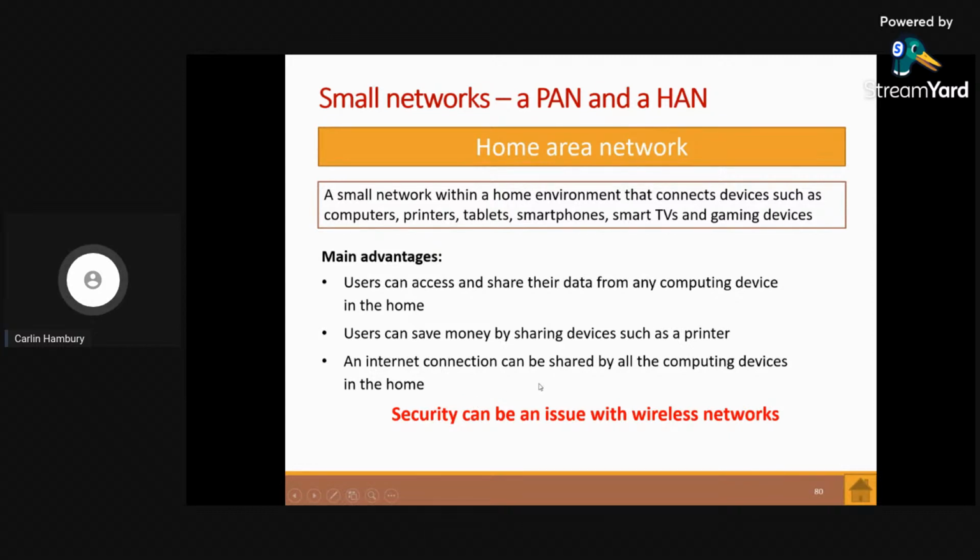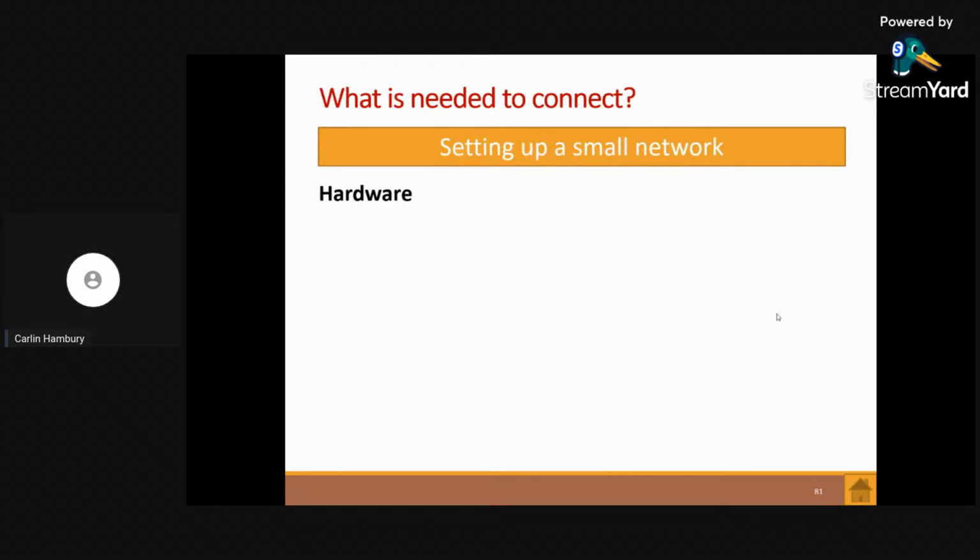All right, so security can be an issue with wireless networks. And the biggest security problem is that people don't have a password on it. I hope some of you are not guilty of that, where you go to the back of your house or close to your neighbor's wall because they've got Wi-Fi and they don't have a password on it, and you are able to connect. Yeah, it's called bandwidth theft. Okay, so yeah, you can address that using passwords.